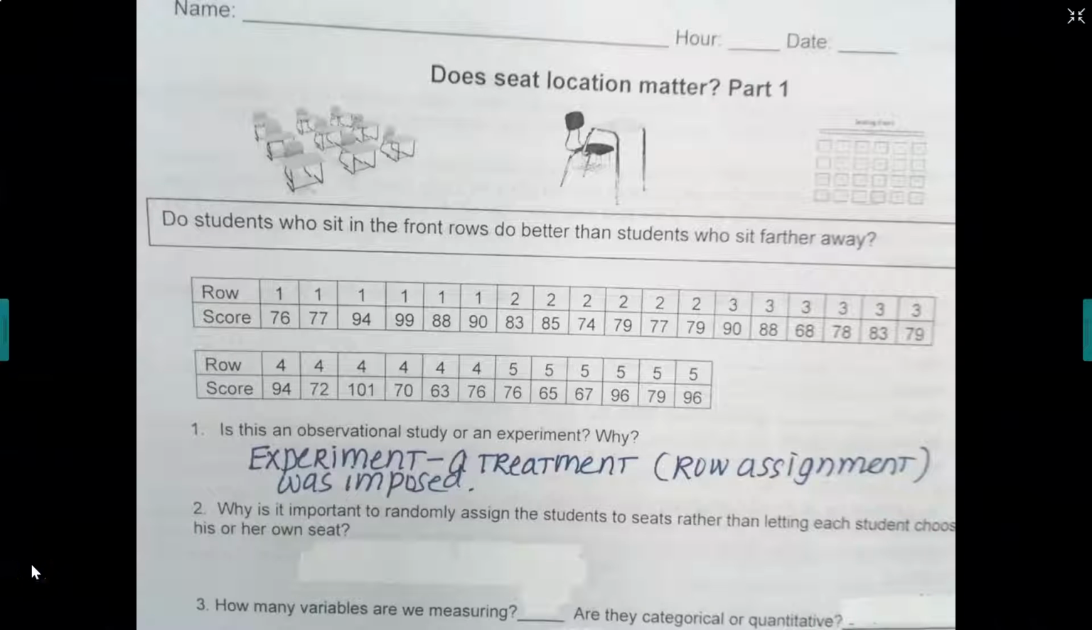Welcome to this video on sampling distribution of slopes. By the end of this video, you should be able to identify statistics and parameters for linear regression, and you should be able to use the sampling distribution of slopes to evaluate a claim.